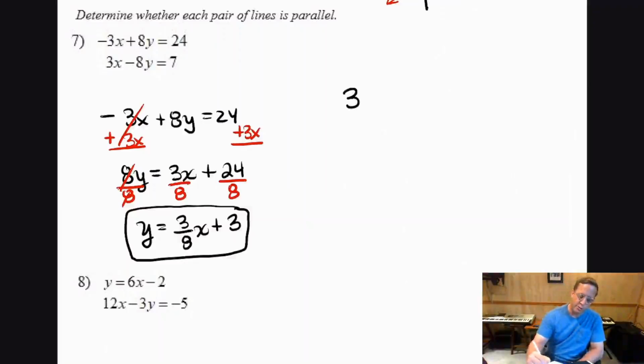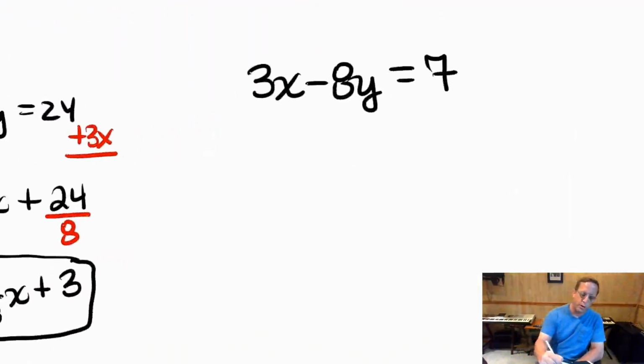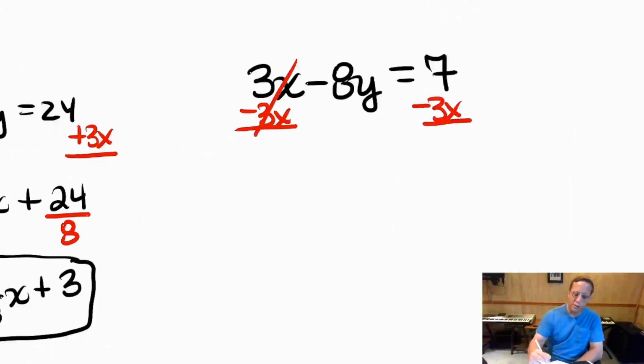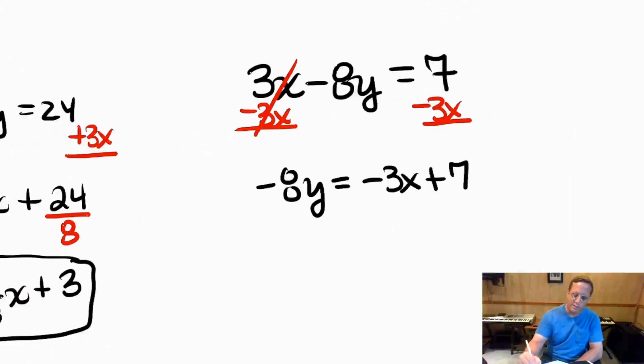So our next equation was 3x minus 8y equals 7. We're going to subtract 3x from both sides. Now we've got negative 8y equals negative 3x plus 7. Now notice when we move that 3x, that negative is in front of that 8. That negative has to stay there. So it's still negative 8y.